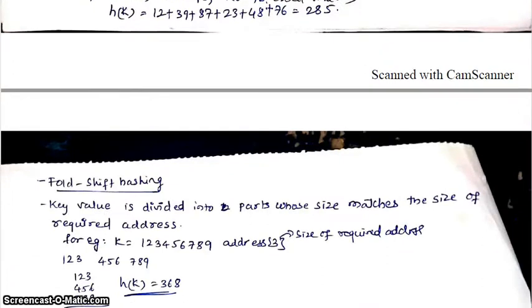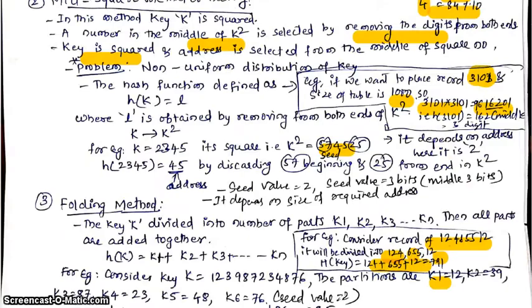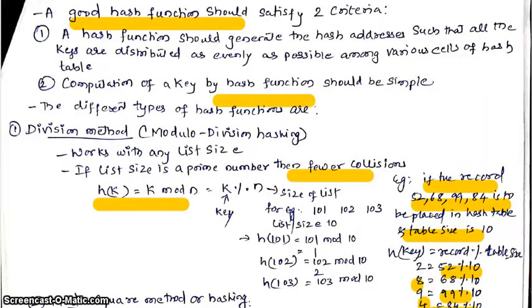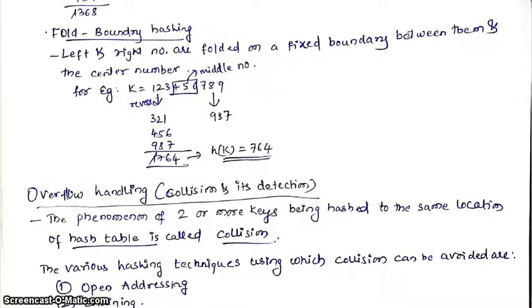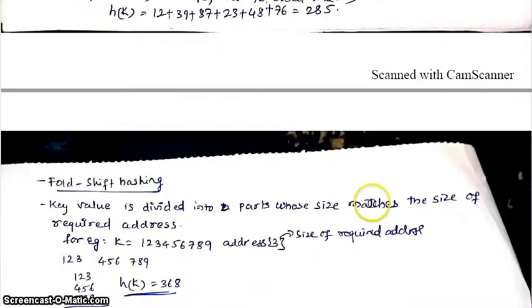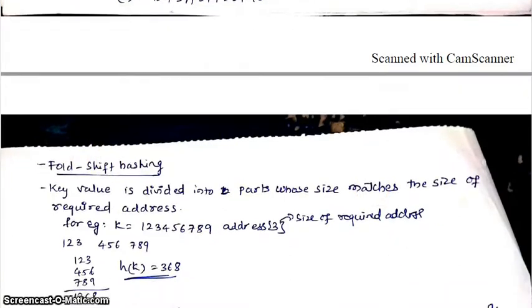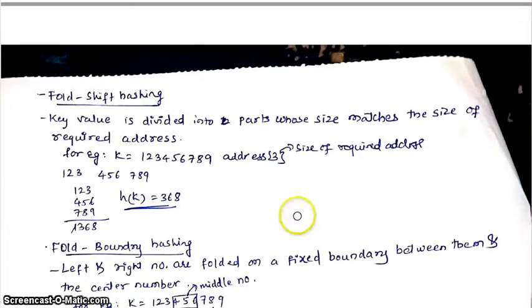Okay, so this is with respect to the hash function. Then another one is the fold shift function, or we can also call it fold shift hashing. So the key value is divided into parts whose size matches the size of the required address.